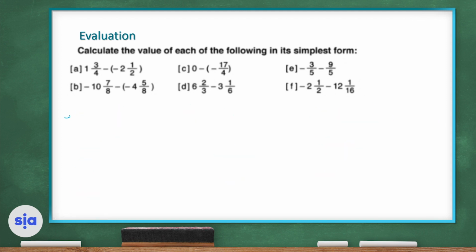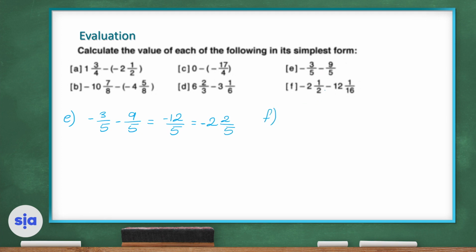For question E, negative 3 over 5 minus 9 over 5, that's very simple. It's negative 12 over 5. To write it as a mixed number, it's negative 2, and then the remainder is 2 over 5.